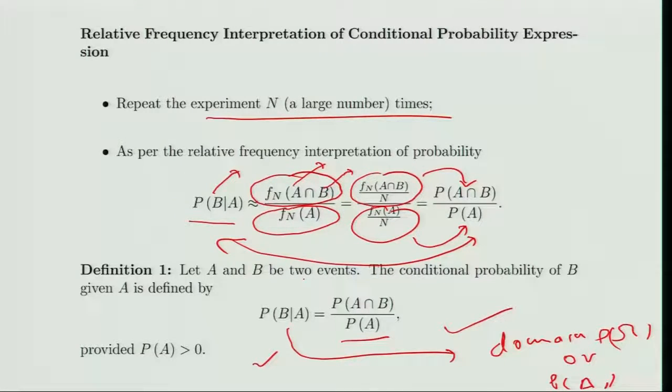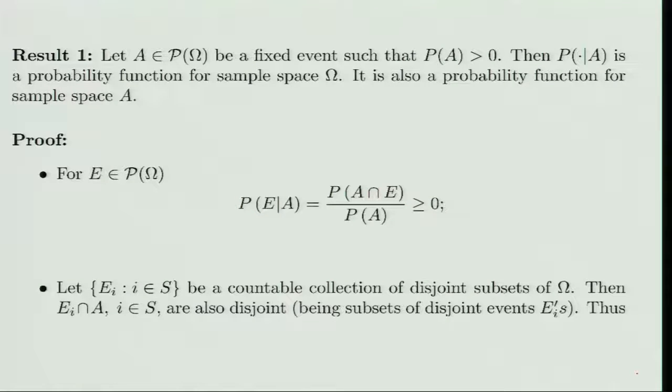Now the question is, is this set function a probability function? And it turns out this is a probability function on power set of omega as well as power set of A. Let us try to see how it happens. That is what the next result says. So let A belonging to P omega be a fixed event such that probability of A is greater than 0. So my A is fixed. Using this A, I construct a probability function P dot given A. This A is fixed, but this dot may be varying. Then it turns out that P dot given A is a probability function for sample space omega. It is also a probability function for sample space A.